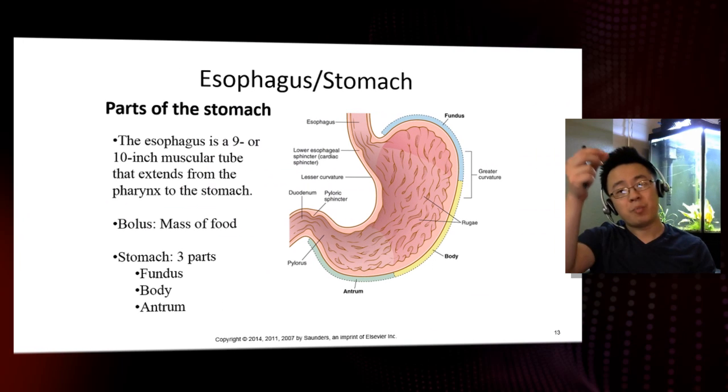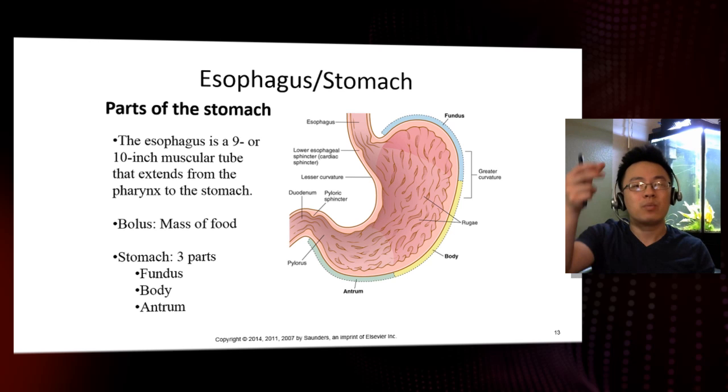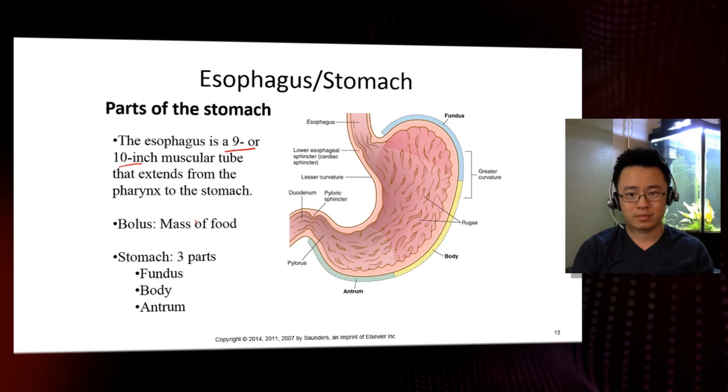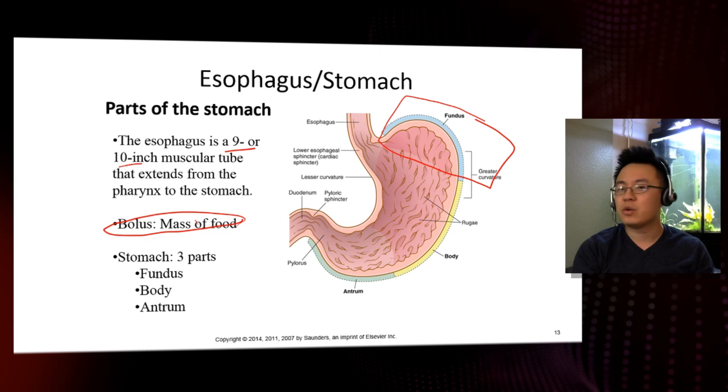Right. Now, once the food passes down through the esophagus, once again, that process of squeezing that food down that tubing to your stomach is known as peristalsis. Okay, and that esophagus here is a 9 to 10 inch muscular tube that extends from the pharynx to the stomach. Once again, that mass of food is known as a bolus, and the stomach contains three parts. The first here is known as the fundus, because that's where all the fun happens. No, I'm kidding. It's just known as the fundus. The next one here is known as the body, and the last region of the stomach here is known as the antrum.